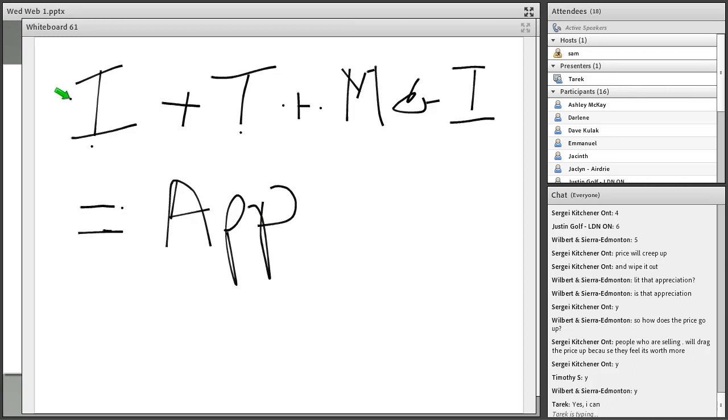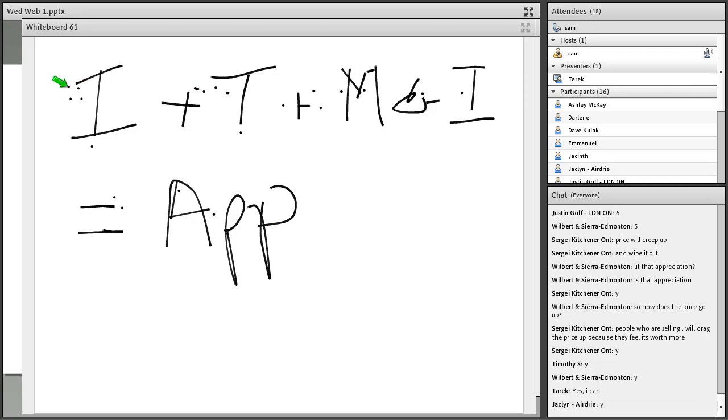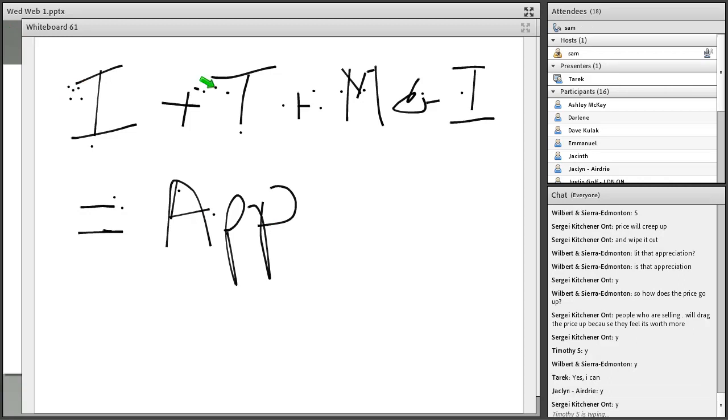Does everybody understand this now? Inflation plus taxes plus maintenance and insurance, that's what causes appreciation to move up. That's the reason that appreciation goes up. If the appreciation didn't keep pace with these three things, property would be in really bad shape.